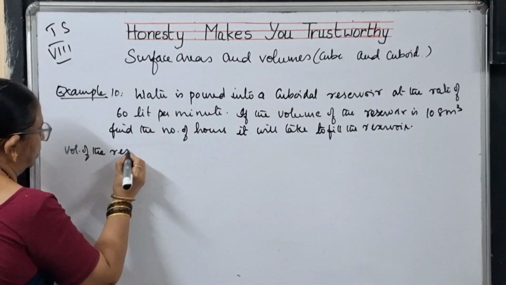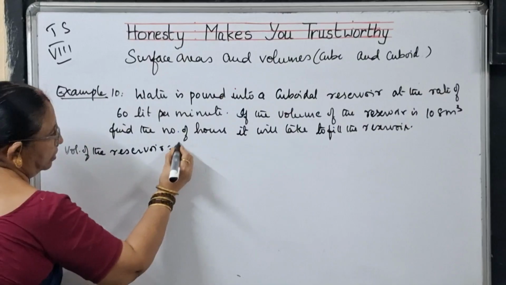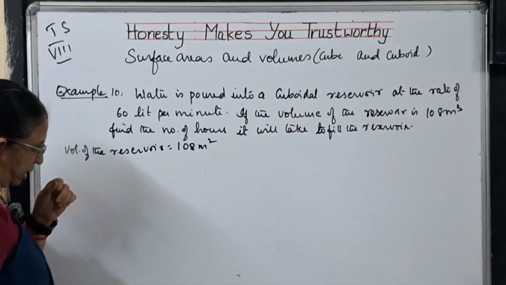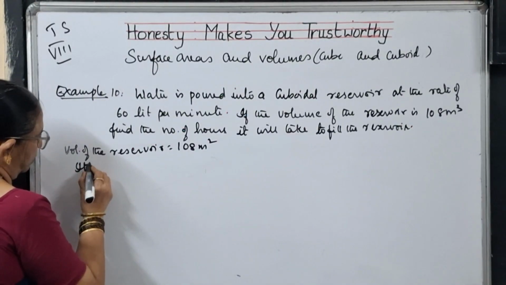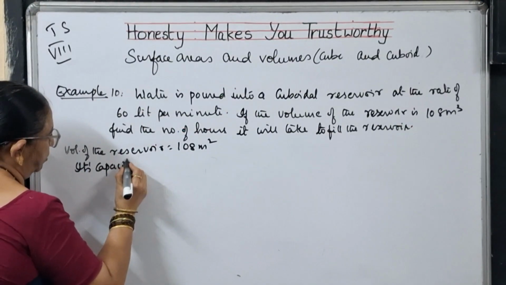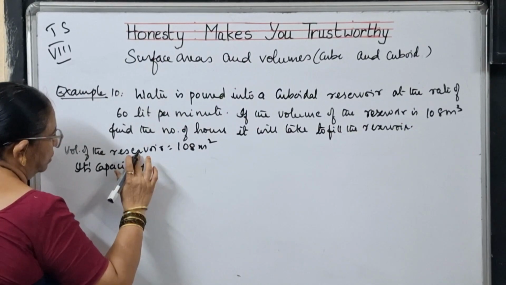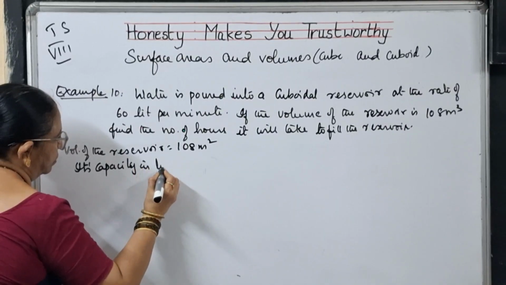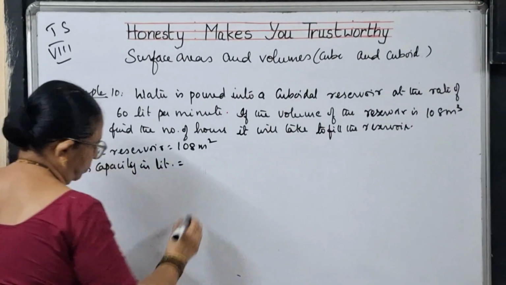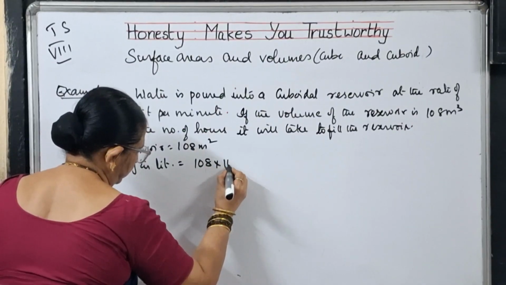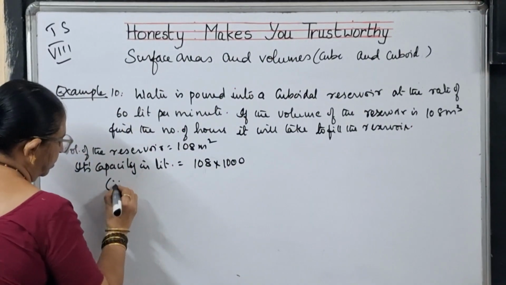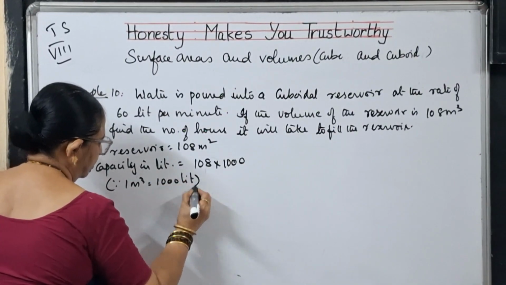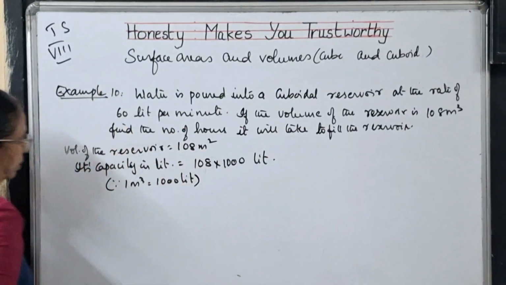Volume of the reservoir is 108 cubic meters. So, what is its capacity? Its capacity in liters will be equal to 108 into 1000. Why is it? Because 1 cubic meter is 1000 liters. This many liters is the capacity.